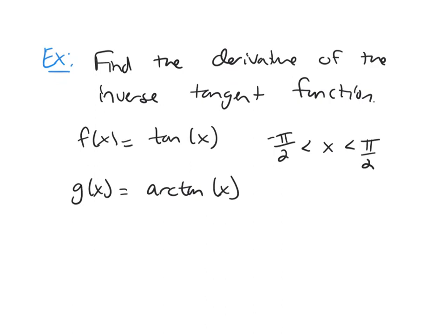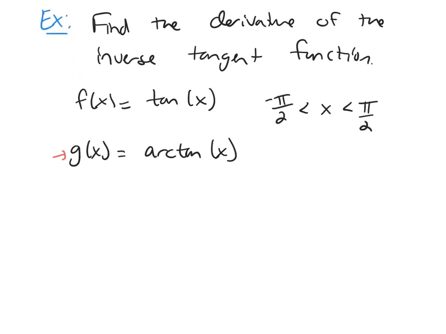We want to find the derivative of g, but in order to do that, I'm going to need to find the derivative of f. So f prime of x, derivative of tangent, we learned that previously. It's secant squared, but we're going to use an identity here. Secant squared is the same thing as tangent squared plus 1.